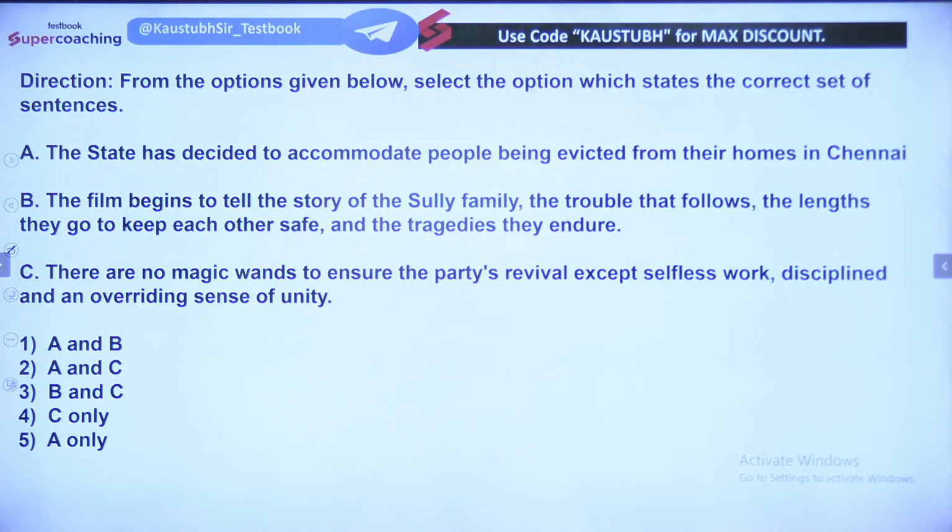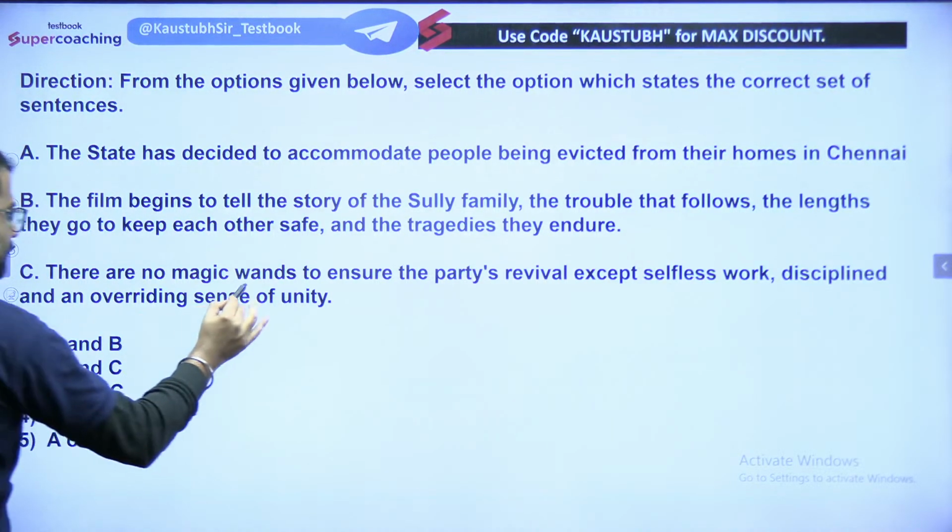Anyone with the answer? Shalini says, see, there is no magic. No, it's not about magic, Shalini. The noun is actually magic wands. Jadui chhadi. One is wand, many are wands.